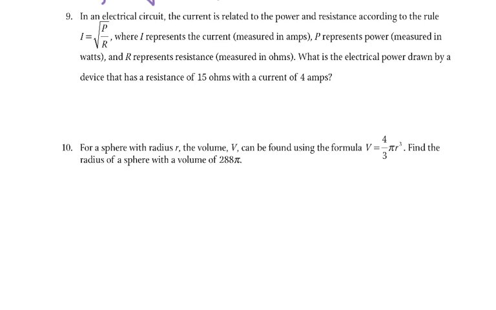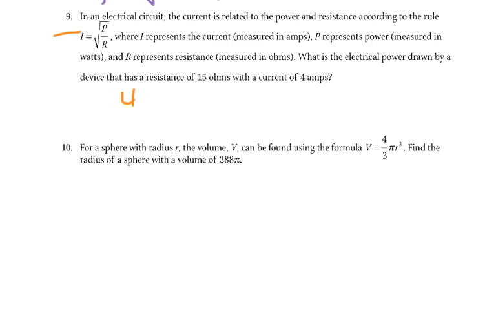Alright, number 9, dealing with electrical circuits. The current is related to the power and resistance according to this rule. I equals square root of P divided by R, where I represents the current in amps, P, power measured in watts, and R, resistance. What is the electrical power drawn by a device that has a resistance of 15 ohms with a current of 4 amps?